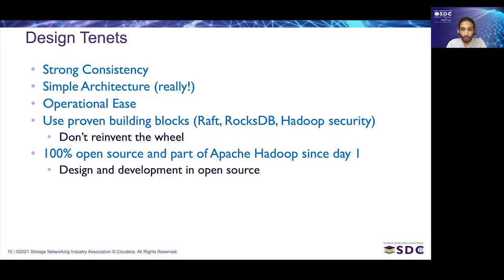It uses proven building blocks: Raft, RocksDB, Hadoop security. All of these technologies have been tested and they work really well in other open source projects, and many companies have also tested these technologies. Ozone is 100% open source. It has been part of Apache Hadoop since day one, and today it is a top level project in Apache.